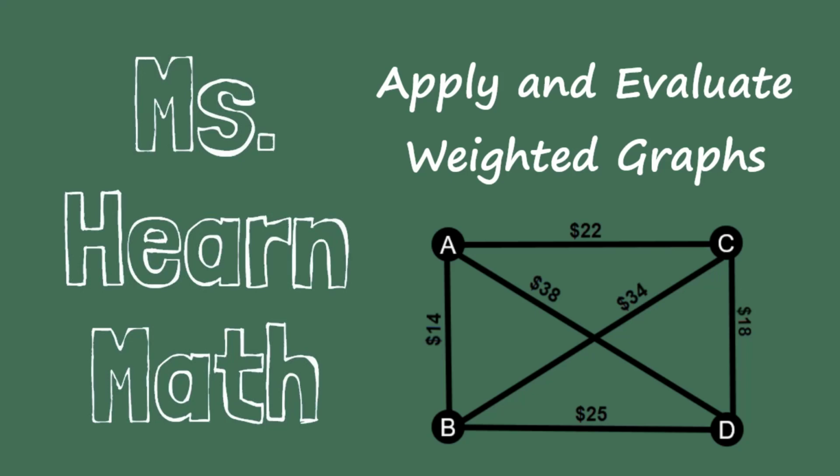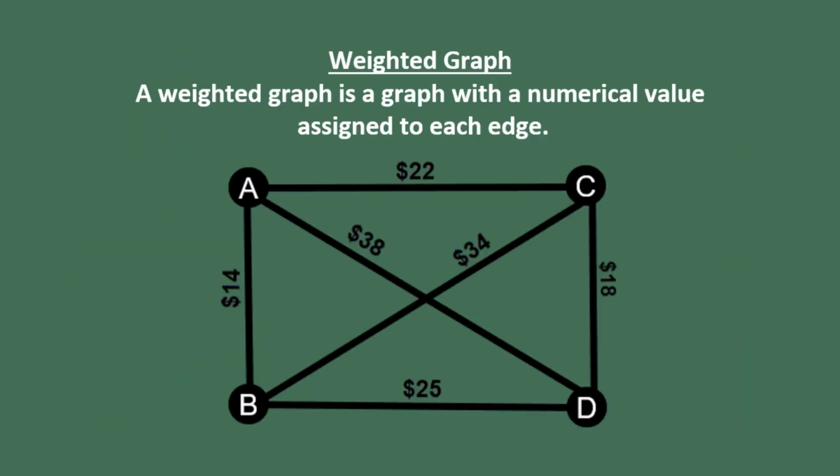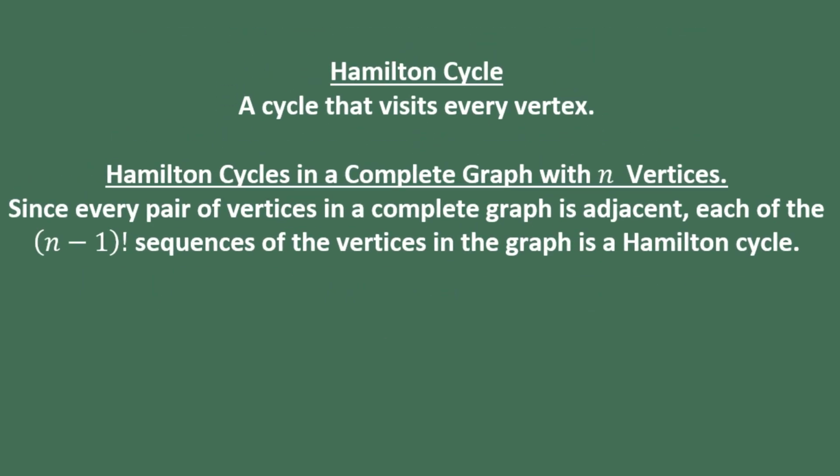In this video, we're going to apply and evaluate weighted graphs. Weighted graphs are just graphs with a numerical value assigned to each edge that could represent money or time or distance, depending on the application. In many applications, this will involve looking for a Hamilton cycle in the graph. A Hamilton cycle is just a cycle that visits every vertex. Remember, a cycle doesn't repeat vertices, so a Hamilton cycle visits every vertex exactly once.